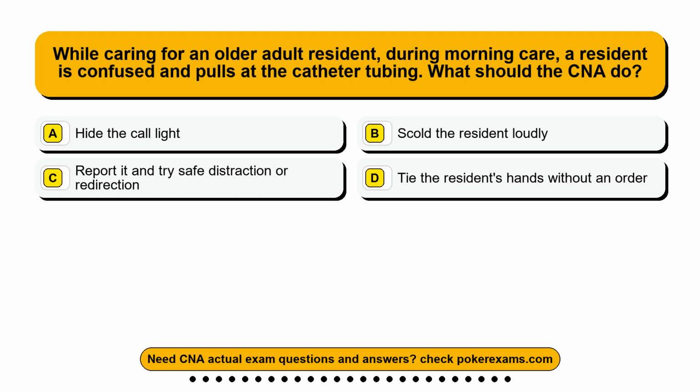Question 20. While caring for an older adult resident, during morning care, a resident is confused and pulls at the catheter tubing. What should the CNA do? Option A. Hide the call light. Option B. Scold the resident loudly. Option C. Report it and try safe distraction or redirection. Option D. Tie the resident's hands without an order.